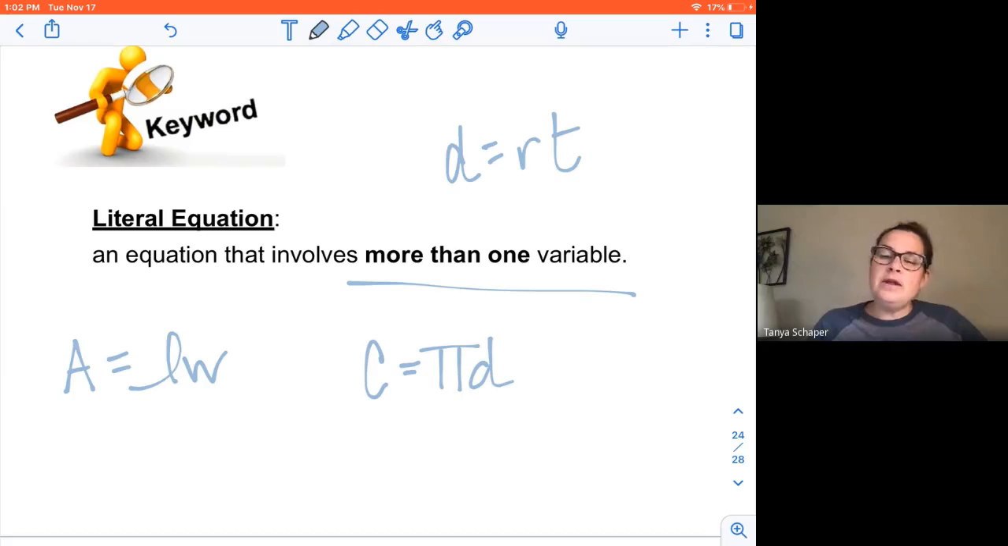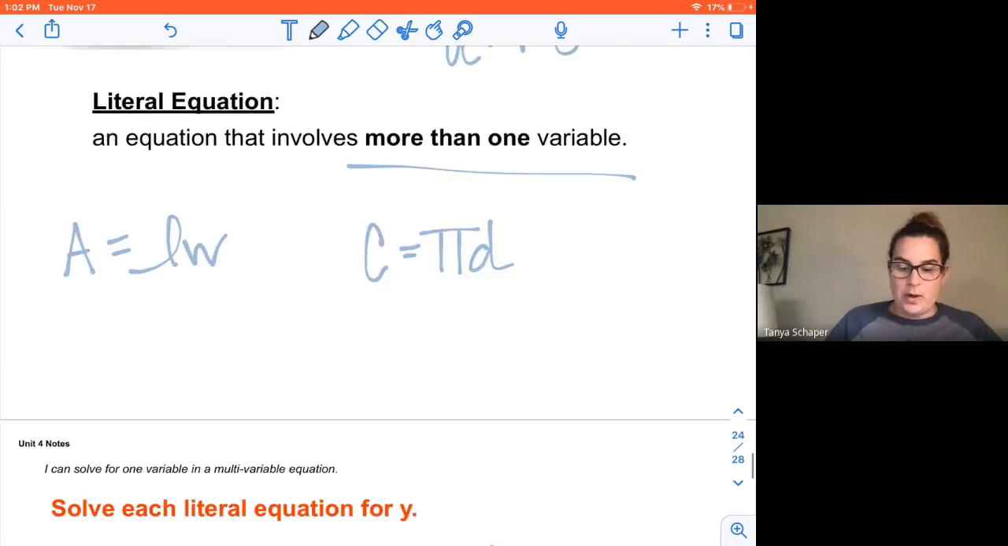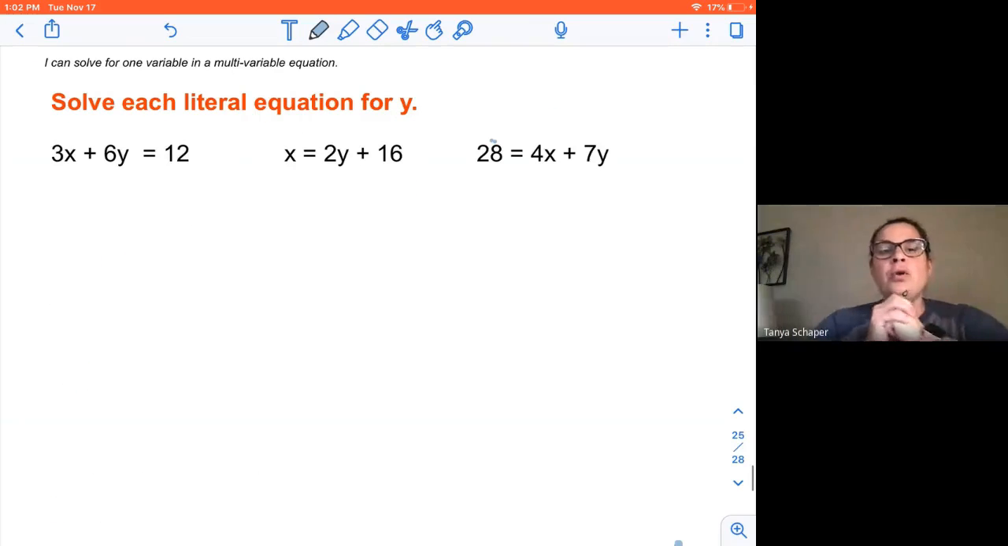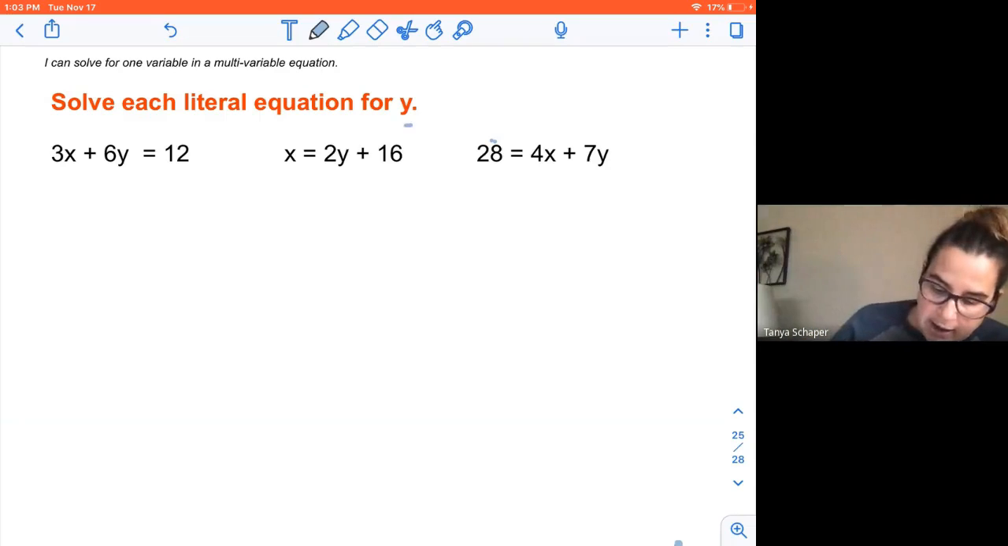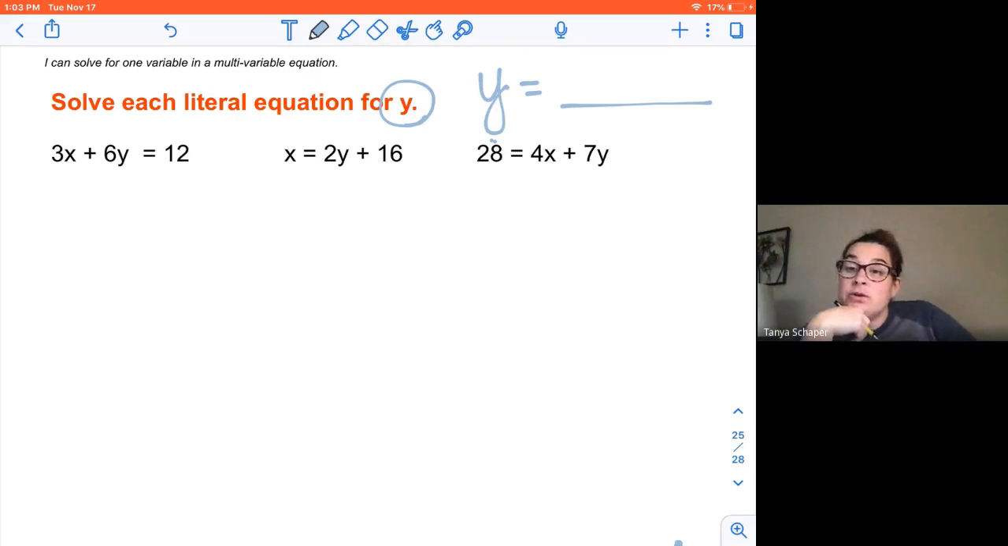So what we're working with are equations that have more than one variable. And what we're working with today are going to be variables of x and y only. This is using our equation solving skills and setting us up for graphing linear equations. So the directions say to solve each literal equation for y. And what that means is we want to get each of these equations to say y equals.